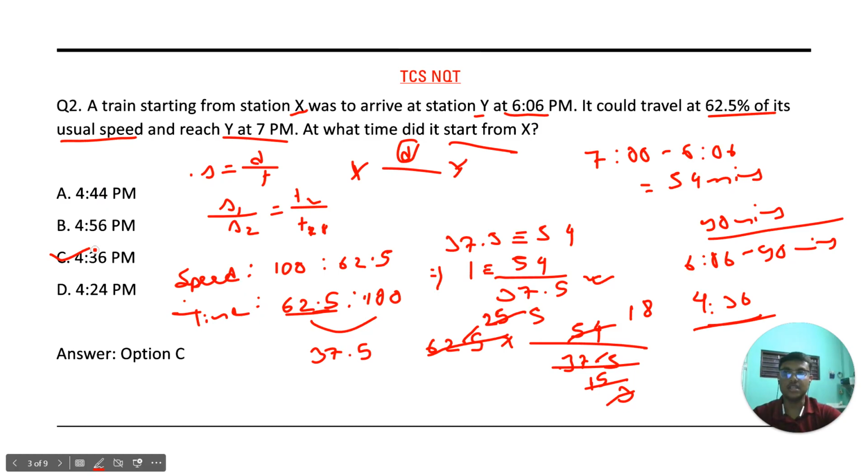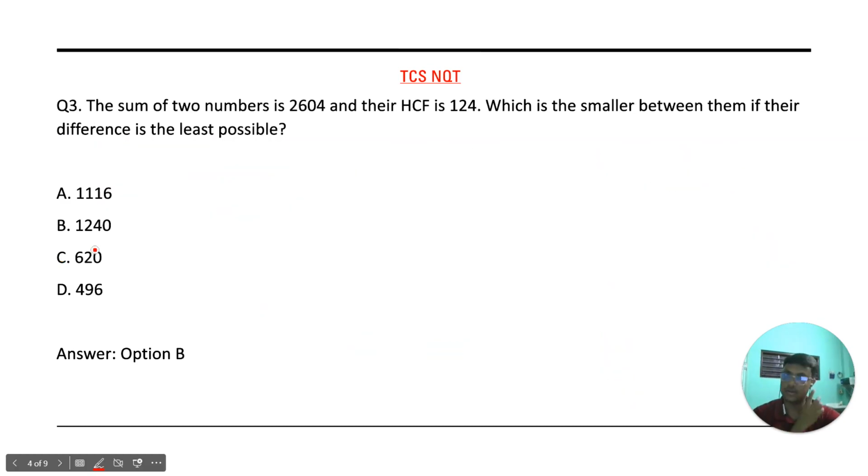Hope you all got the logic. Let's move on to question 3. Pause the video and try to solve it first, then we would be solving it. Hope you all have tried to solve the question.